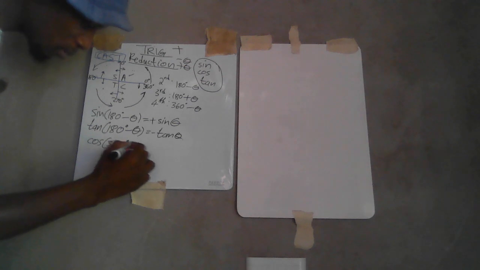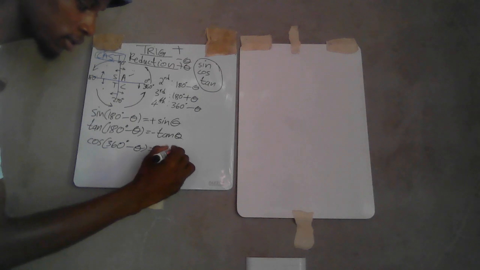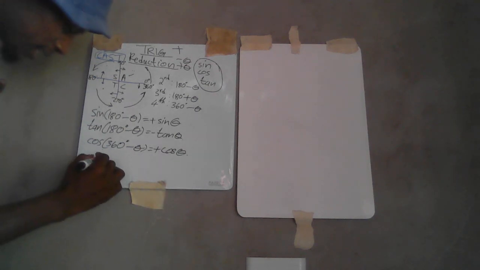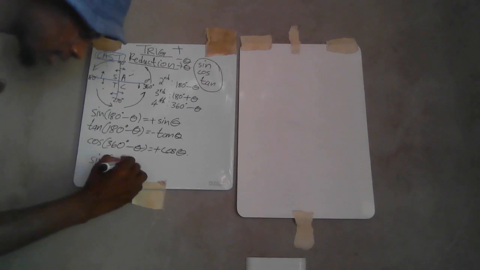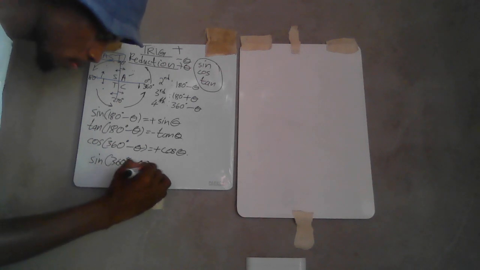What about cos of 360 minus theta? 360 minus theta is the fourth quadrant, and in the fourth quadrant obviously cos is positive. So we get positive cos theta. If we're having sine of 360 minus theta, obviously fourth quadrant, and sine in the fourth quadrant is negative. We're getting negative sine theta.